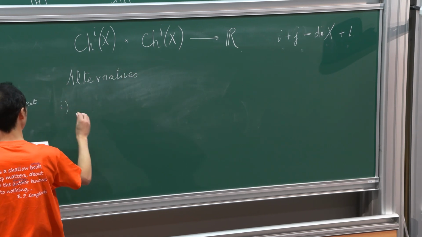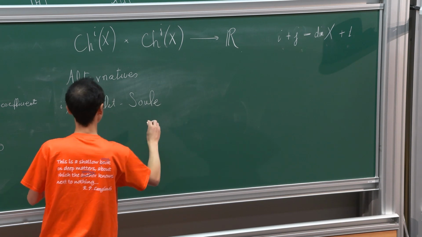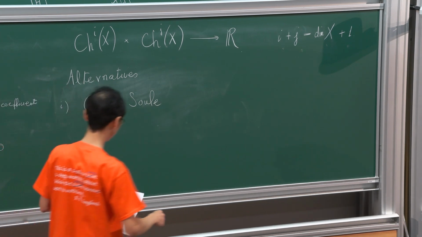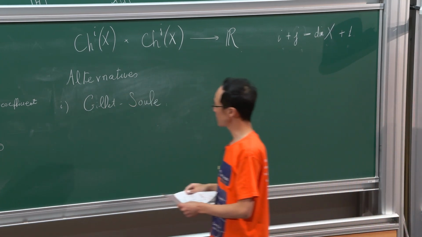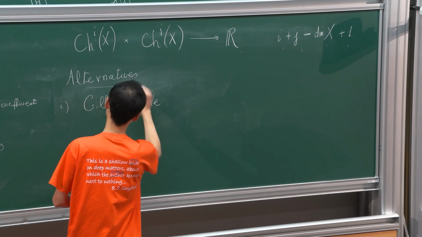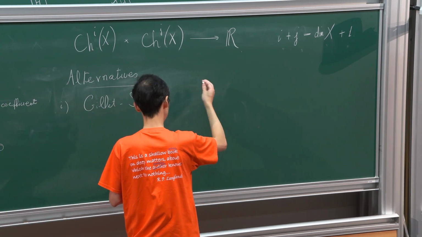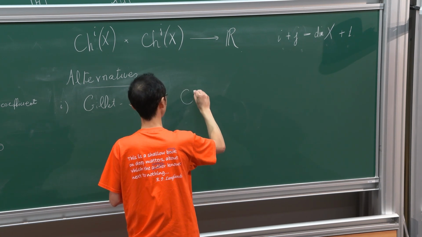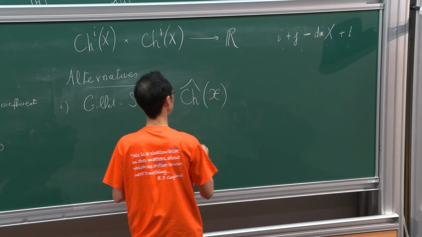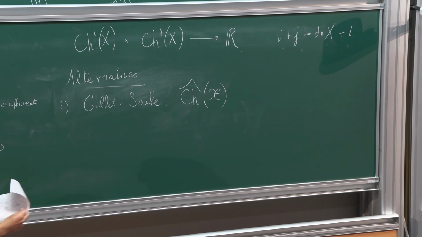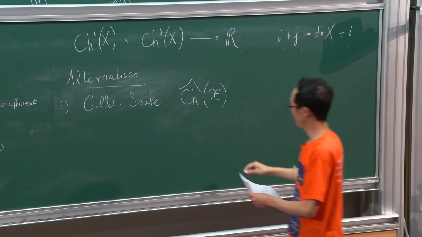One is you can use Gillet-Soule arithmetic intersection. This is in the style of Arakelov theory, where rather than considering the Chow group of the variety, suppose you have some regular integral model, so you can consider the arithmetic Chow group, which I think was introduced in a previous talk. Here I have a calligraphic X, which means the regular integral model.